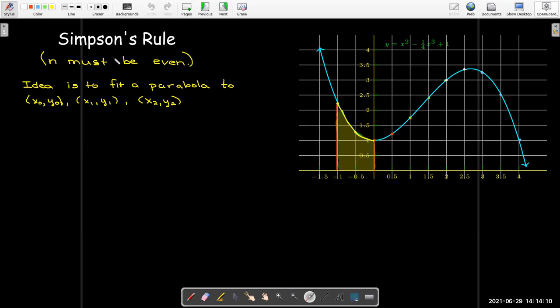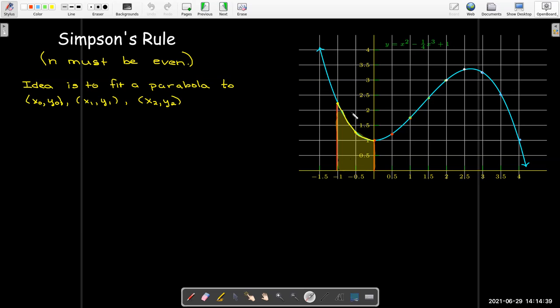So we're going to have to use an even number of subintervals, because what we're going to do is go over two subintervals, and for the three function points, the left, the middle, and the right, I'm going to find a parabola that passes through those three points.